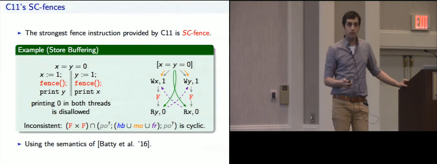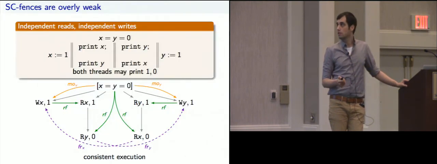However, these fences are still too weak. So this is another famous example, independent reads, independent writes. This thread sets x to 1. The last thread sets y to 1. And the middle threads: this one prints x and then y, this one prints y and then x. Under release acquire, in fact, if you compile this to Power, you can see both threads can print 1, 0. So this one is aware of this write, but not aware of this write, and this one is the opposite. Now, this is a consistent execution.